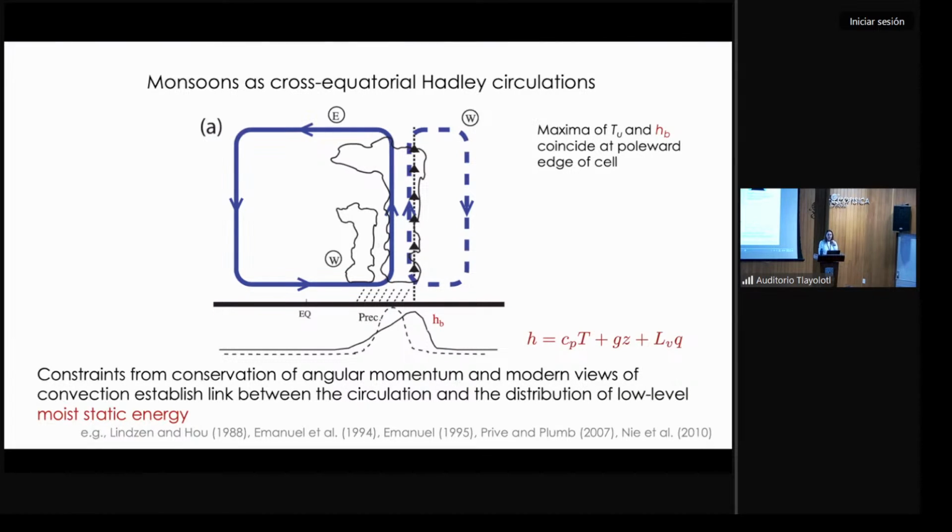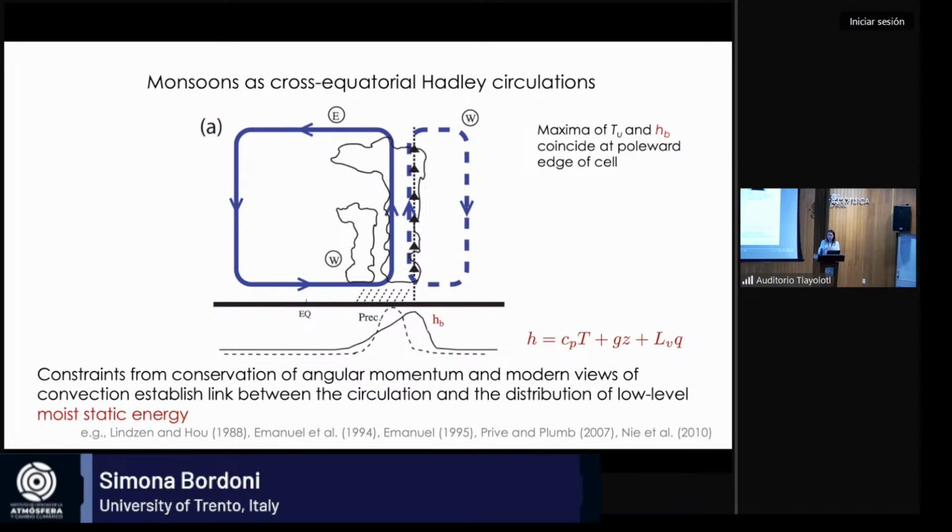But I want here to emphasize the connection with the moist convection and rainfall patterns, because both Held and Hou and Lindzen and Hou were completely based on dry theory. We do not consider the presence of moist convection. And so how should we think about now the interaction between this large-scale overturning circulation and where convection would develop and where precipitation maxima would develop?